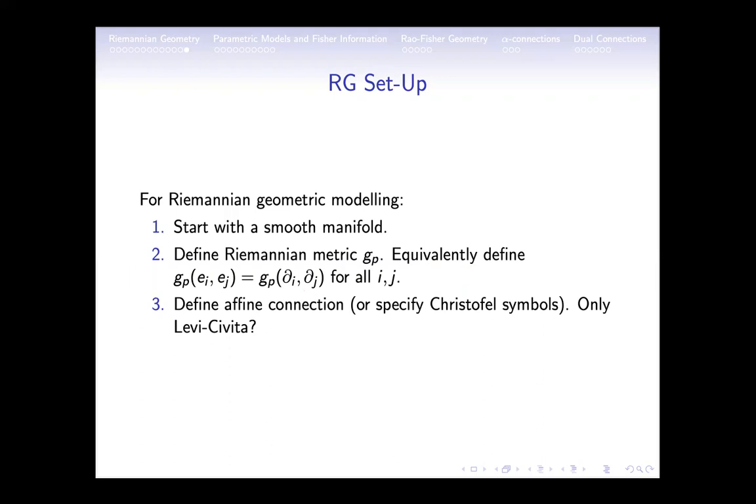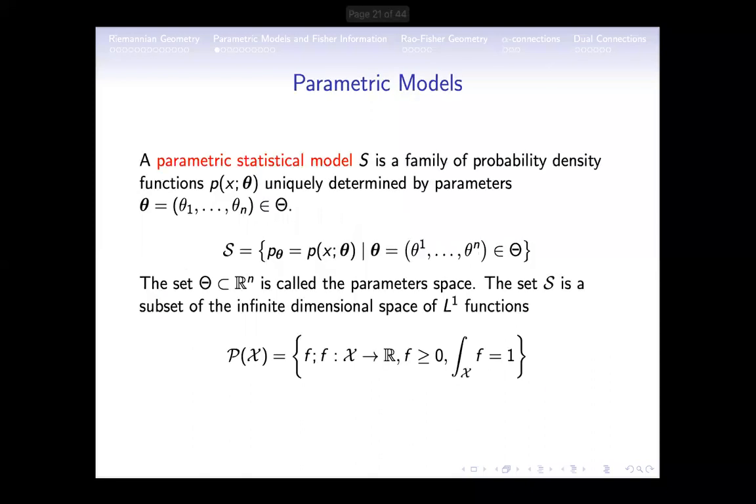Okay, so that's all about Riemannian geometry and what we need for the geometric modeling of parametric models. So now let's move on to parametric models and see what they are. As I said, they are a family of probability density functions, and they're parametric in nature. That is, you need to determine the distribution given a set of parameters, let's say n dimensions of parameters.